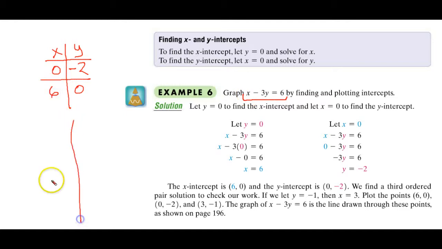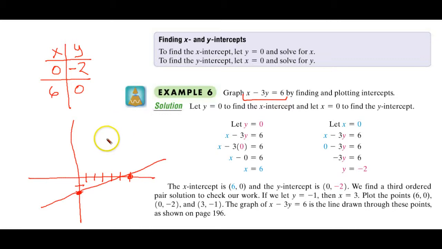So you go to draw it, and 0, -2, and then 6, 0. And then there's your graph. A good technique when it's in standard form, use the x and y intercept T-chart.